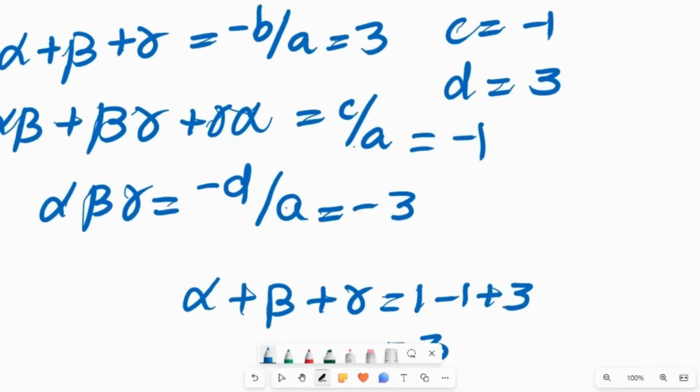So if it's a quadratic equation, the sum of zeros would be negative of coefficient of x by coefficient of x square, and the product of zeros would be constant term by coefficient of x square. In the cubic equation, sum of zeros taken one at a time would be negative of coefficient of x square by coefficient of x cube. Sum of zeros taken two at a time would be coefficient of x by coefficient of x cube, and lastly product of zeros would be negative of constant term by coefficient of x cube. That's it.